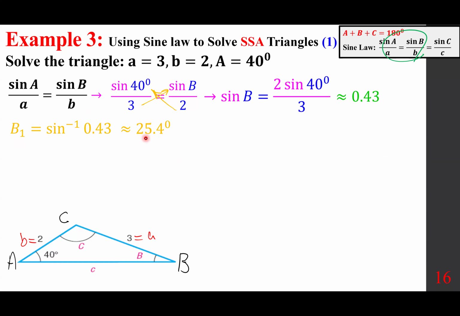And remember, sine is positive in the first and the second quadrant. So this acts as the reference angle as well. This is not only the angle, it also works as a reference angle. So the second possibility in the second quadrant would be 180 minus this number. 180 minus 25.4 becomes 154.6.